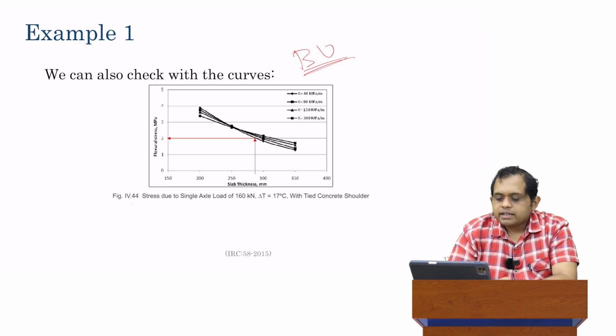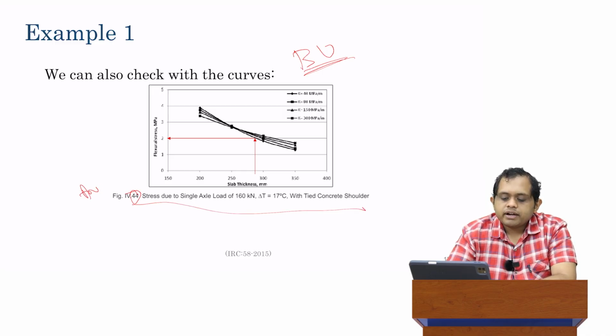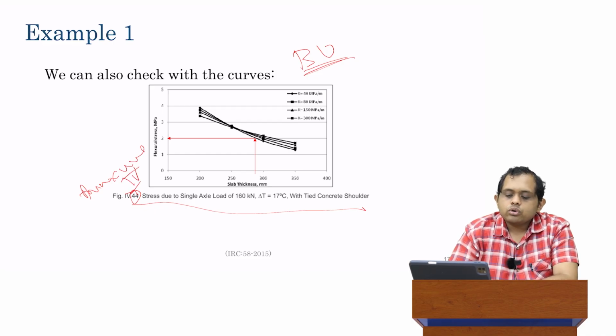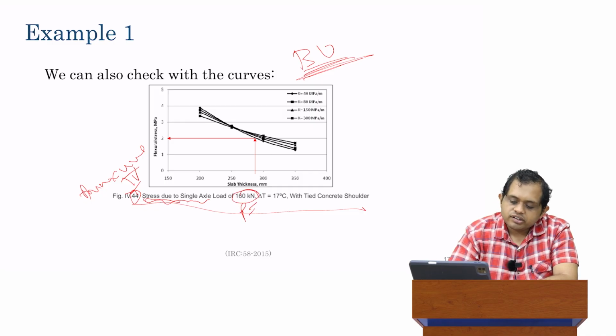For bottom-up cracking, we have to look at the caption, and this is chart number 44. These charts are provided in Annexure 4 of IRC 58. Figure 4.44 is quite deep into the annexure. This is stress due to single axle load of 160 kilonewtons, again all for bottom-up cracking. That's exactly what we have: our load is 160 kilonewtons, single axle. So that tells us we should probably use this.